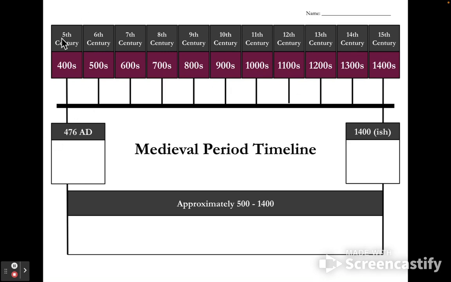These centuries, the 5th century to the 15th century, or the 400s to the 1400s, is known as the medieval period. This is the period that we will be learning about this year, the medieval period. The medieval period starts in the year 476, which is during the 5th century, with the fall of Rome. When the video pauses, write fall of Rome underneath 476 AD on your notes.